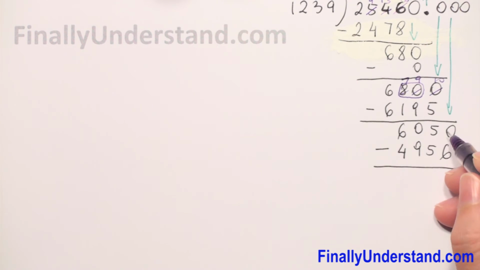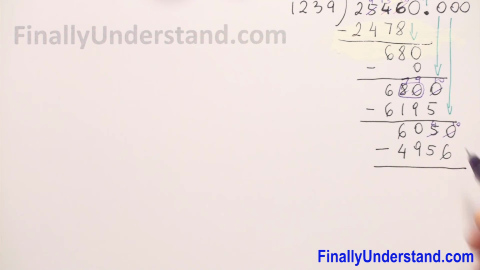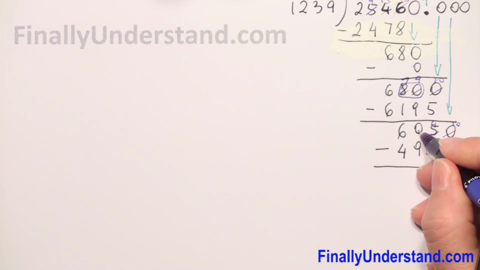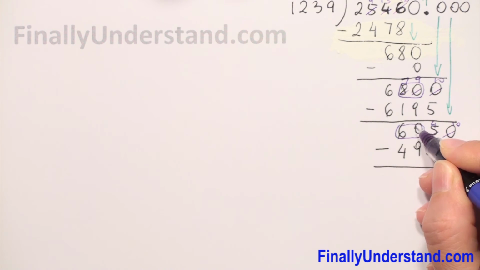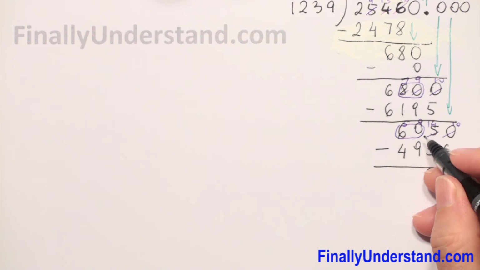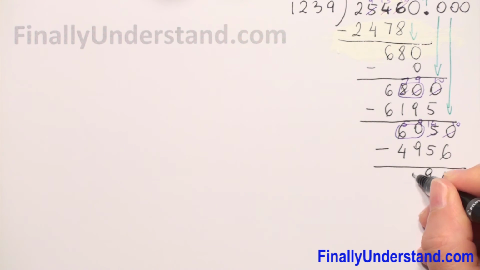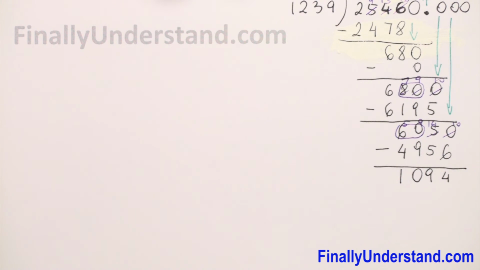We have 0 minus 6, so we need to borrow 1 from the next digit, so it will be 4, and we have 10 at the end. 10 minus 6 is 4, and 4 minus 5 we cannot do, so we borrow 1 from the next digit, because it is 0, so we have to take 60. 60 minus 1 is 59, and we have 14 minus 5 is 9. 9 minus 9 is 0. 5 minus 4 is 1. So we have to take down the next 0.